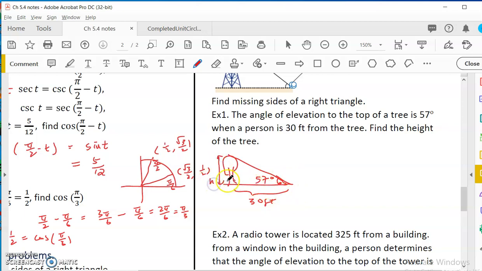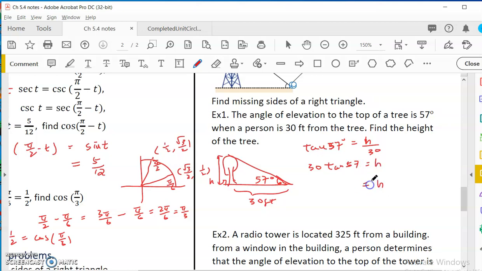And you see that there is a right triangle here. We assume that the tree stands vertically. So a right triangle, one angle, this is the missing side, h, and this is the adjacent side, 30 feet, right? So you can formulate a TOA ratio. Tangent 57 is equal to h over 30. So h would be, multiply 30 on both sides, 30 tangent 57 is equal to h.